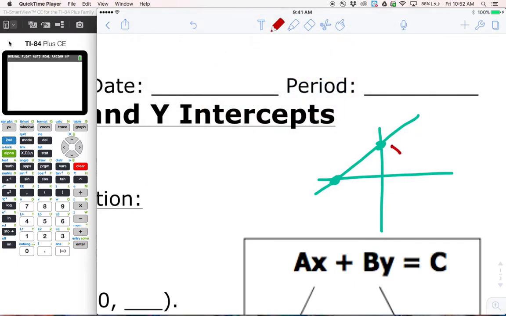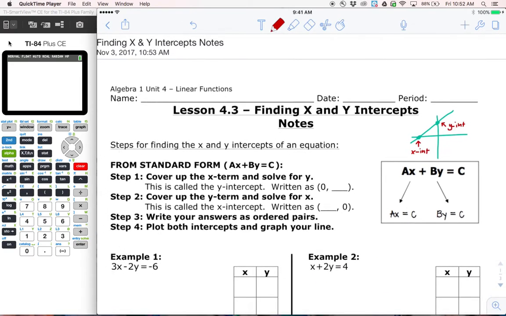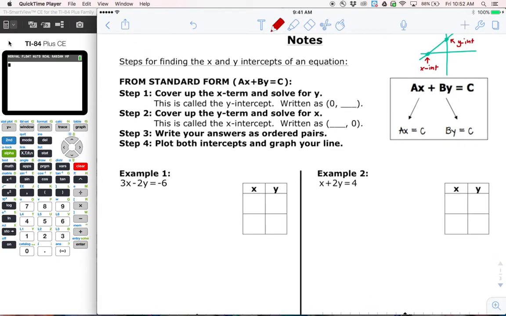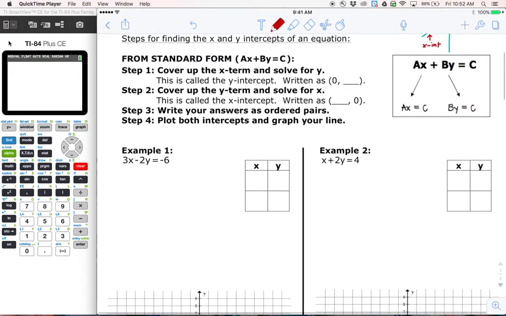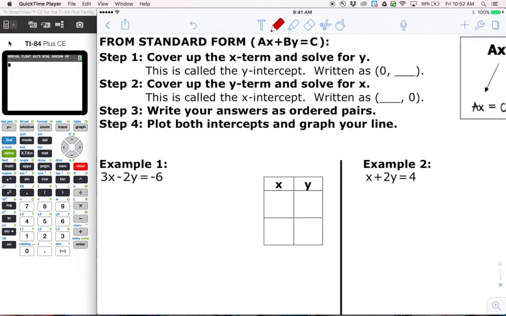This point right here, that's my y-intercept, right, because it's crossing my y-axis. This point right here is my x-intercept because it's crossing my x-axis. So today when we talk about x-intercepts and y-intercepts, we're talking about these points and only these points in our graphs. All right, so we're going to go ahead and read these different instructions here.